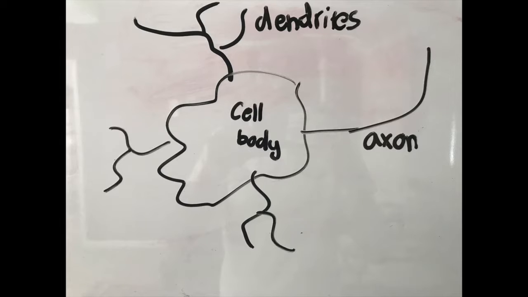Nerve impulses enter through the dendrite and travel through the axon. A dendrite is a short branched extension of a nerve cell, where nerve impulses are received and transmitted. Axons are a part of the nerve cell where impulses are transmitted to other cells.